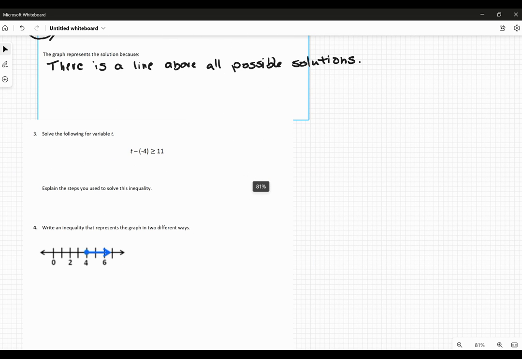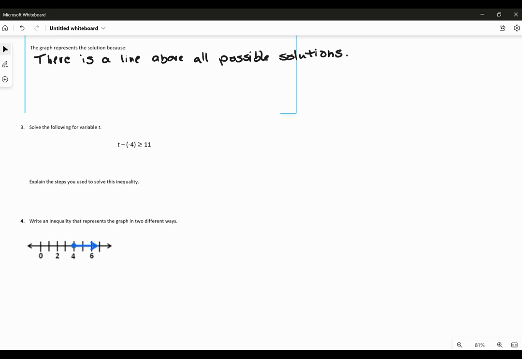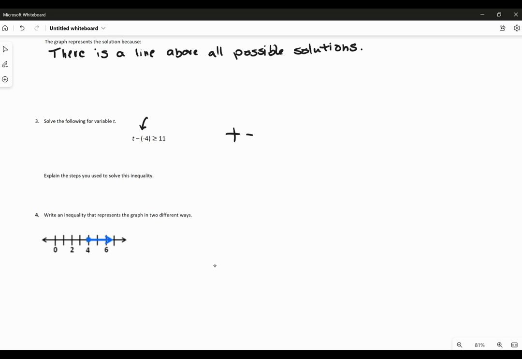Okay, solve the following for variable t. We have two negatives here. We have subtracting a negative 4. So what if we add a negative 4? Wouldn't that be the opposite? So t minus negative 4 is greater than or equal to 11. So why don't we add negative 4 to cancel out and add negative 4, which is really subtracting 4. So t is greater than or equal to 7.